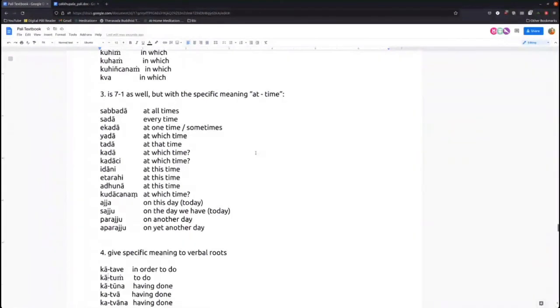Okay. So yada and tada would be used together. Yada, at which time you do X, at that time Y will happen. Nothing like that, but that's the sort of way you'd use it. At whatever time there is X, there will be Y. Yada X, tada Y. You'll see some sentences like that. And kada would be if you're asking a question. What time is it? Or if you want to know when someone is coming, when someone is going, that sort of thing. When is something happening? Kada X, when is X happening?